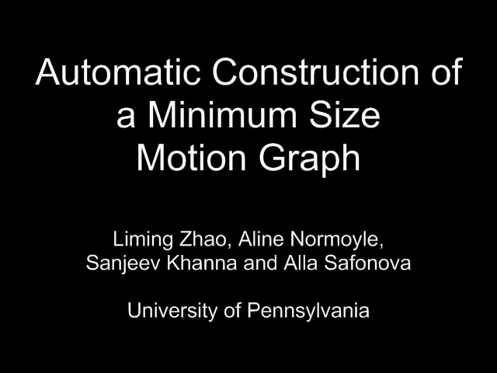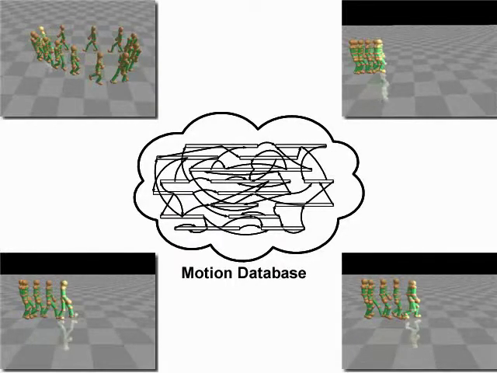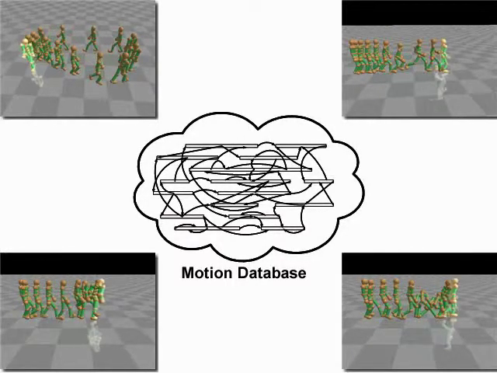This paper presents an efficient algorithm for constructing a minimum size motion graph from a large motion capture database while satisfying user-specified requirements. As motion capture databases grow larger, they provide us with a richer variety of human motions and the ability to construct more powerful and higher quality motion graphs.